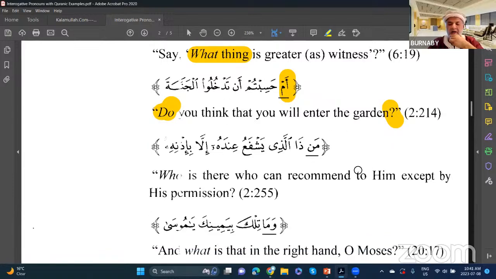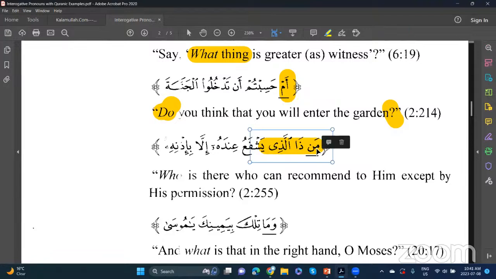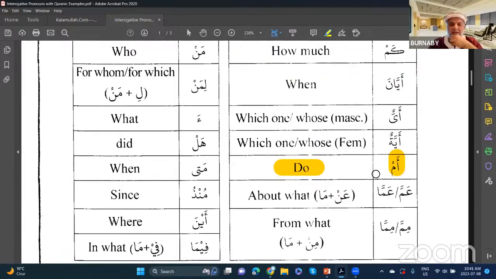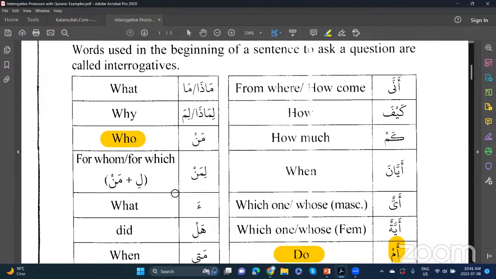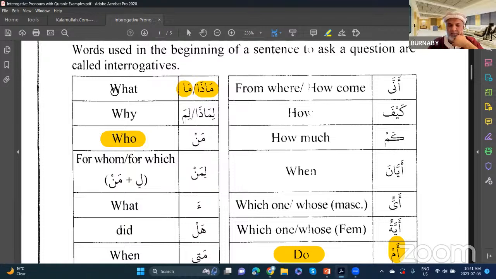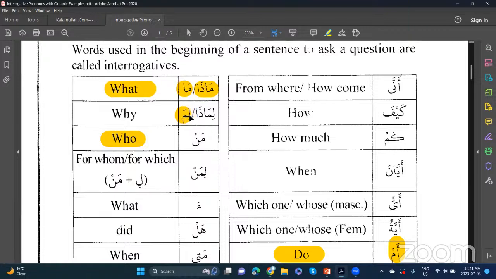Okay. Now, man zallazi yashfahu indahu illa bi'izni, from Ayatul Kursi, right? Man is what? Asma'i istifham. What is the meaning of man? Man means who. Maza, what? Limaza, why?